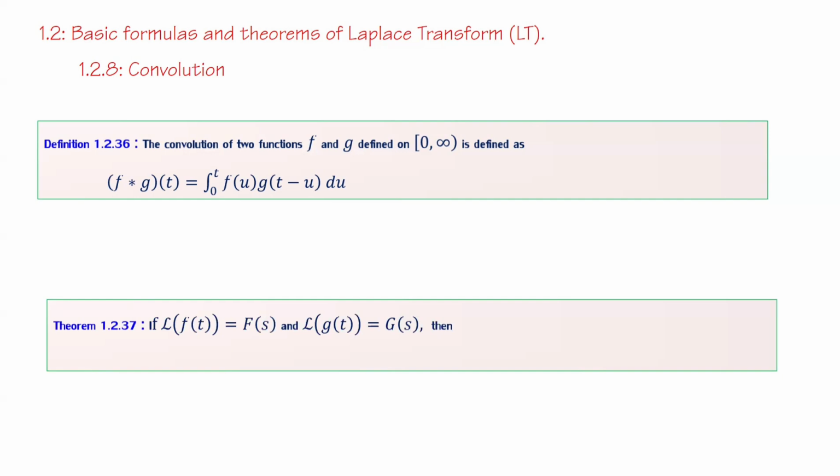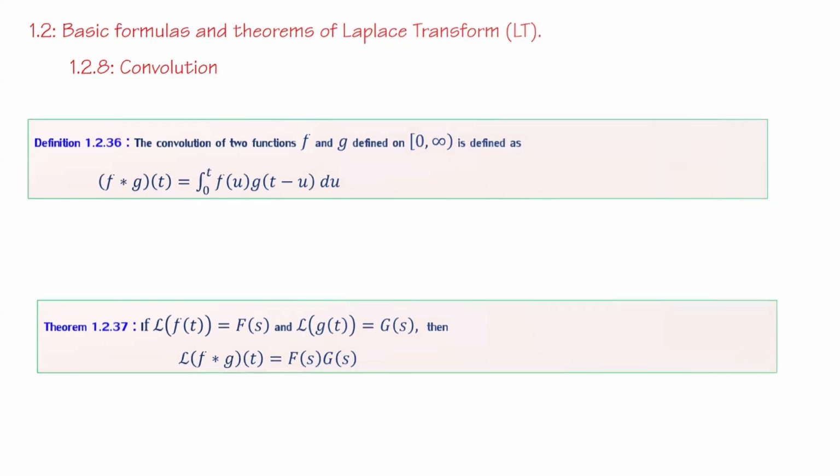So now the theorem for the convolution's Laplace transform. If Laplace of f(t) equals F(s) and Laplace of g(t) equals G(s), then Laplace of f convolution g is equal to F(s) multiplied by G(s).